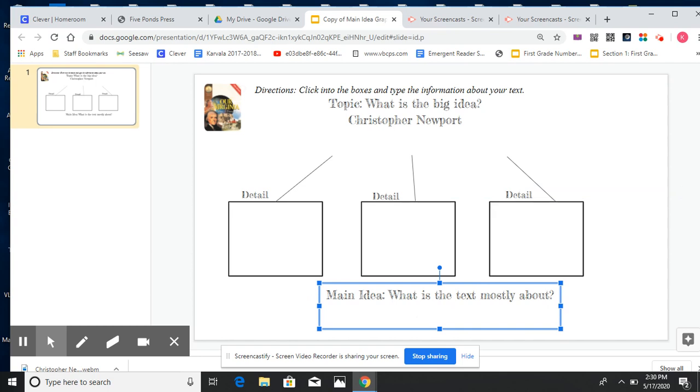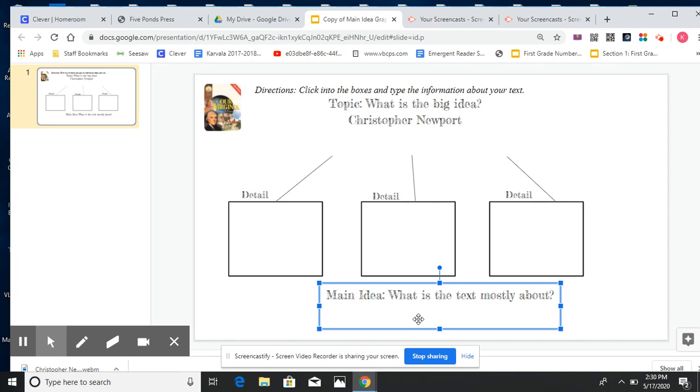So, what did you come up with? All right, well, I came up with as well that the main idea was Christopher Newport made many contributions to Jamestown. Because remember, the word contributions we learned was the act of giving or doing something good. And he, of course, did many of those things.